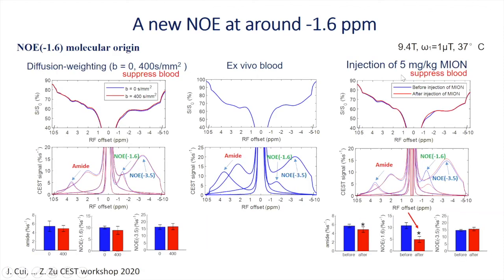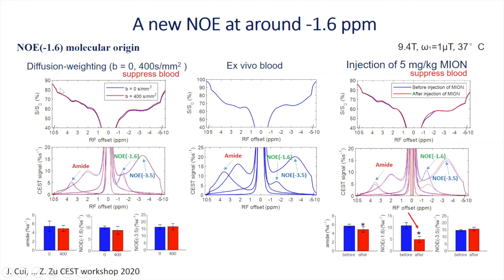Okay, so we have found that the signal changes with intake oxygen. So it is possible that the signal is related to blood. So we have performed additional studies to suppress blood. The first one is we're using high b-value diffusion weighting.